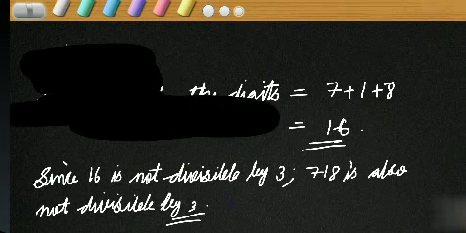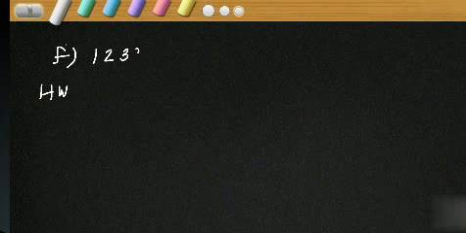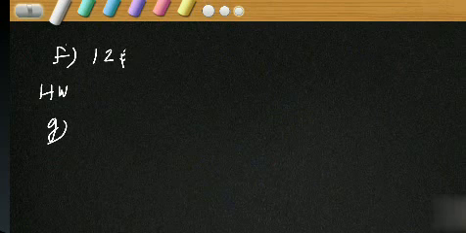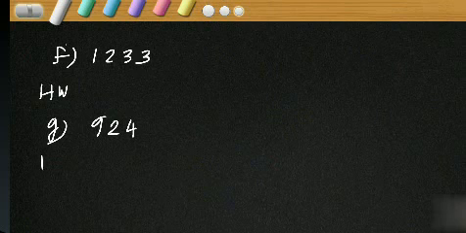Now note down the homework of this session. F, G, H are homework. F, the question is 1233. G, the question is 924. G is also homework.